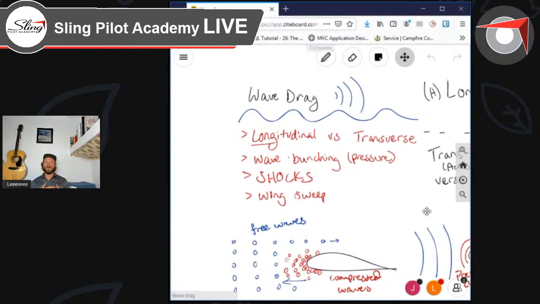Spoiler alert, you stall. So it's a little bit along the same lines. When lift goes too far, we end up with separated flow. We talked about that today instead of the laminar flow that we like. And we'll loop back and talk a little bit more about how that applied to wave drag, because we weren't able to do that too in depth today.